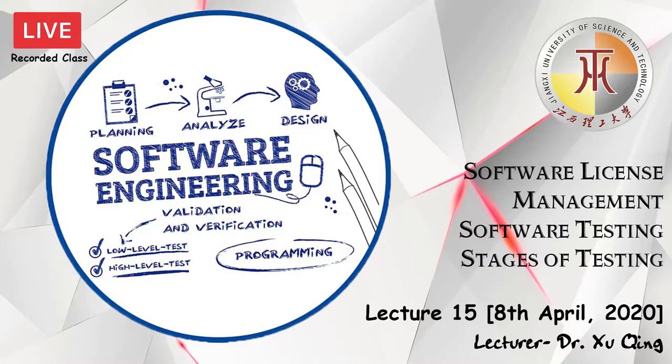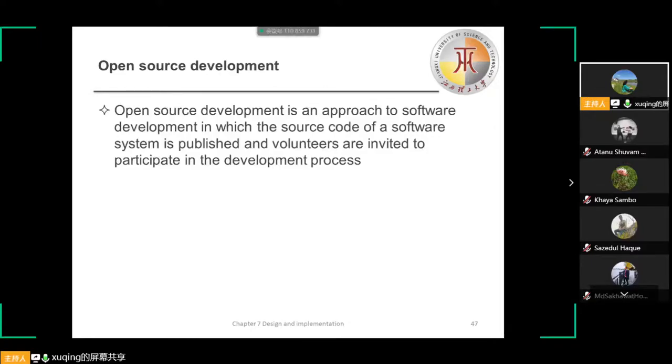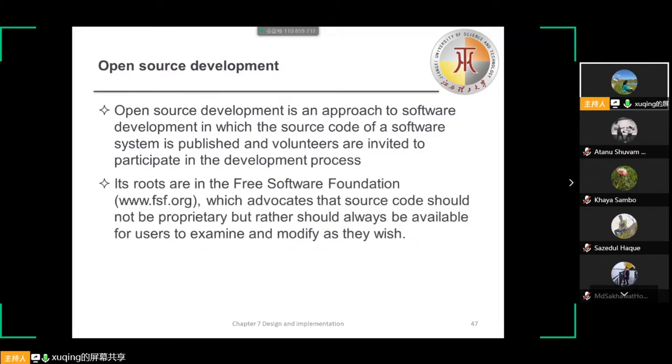We have said that open source development is an approach to software development in which the source code of a software system is published and volunteers are invited to participate in the development process. So you see, with open source development, the source code is shared by everyone, and we have many volunteers who can change the process, who can improve the process.